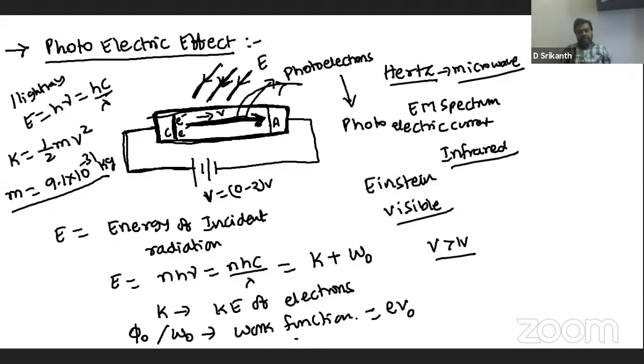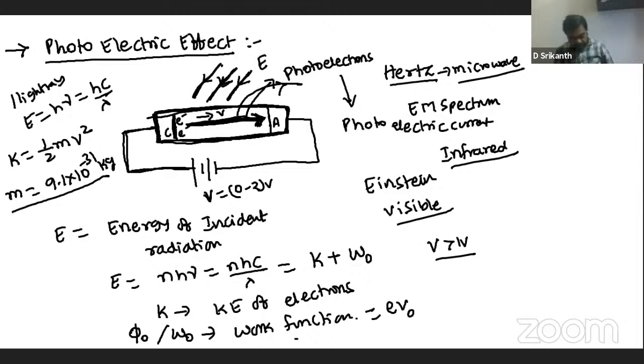Most important definition: stopping potential. They ask it in 2-mark questions. Cutoff potential, stopping potential, or threshold potential, all are the same. Stopping potential is related to the maximum kinetic energy of photoelectrons, because at this potential even the most energetic electron fails to reach the anode.